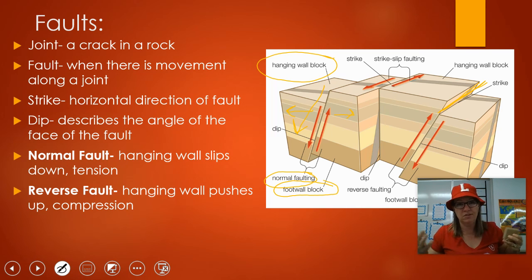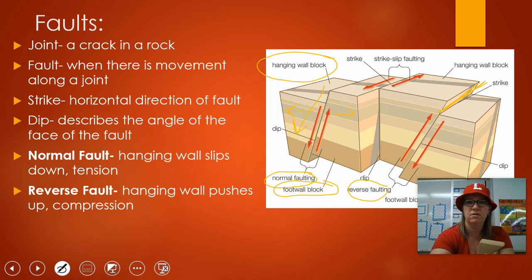A reverse fault is just the reverse of that. So we've got compression. So these are being pushed together. This is the hanging wall. These are being pushed together, and so the hanging wall goes up. Okay, here is our reverse fault right here. So these are being pushed together, and so the hanging wall goes up.